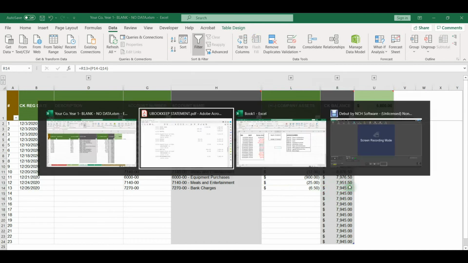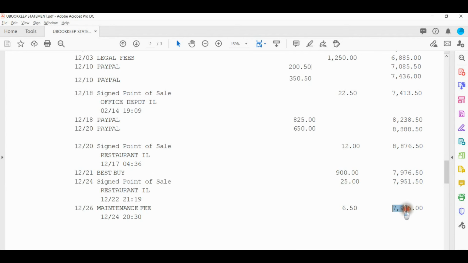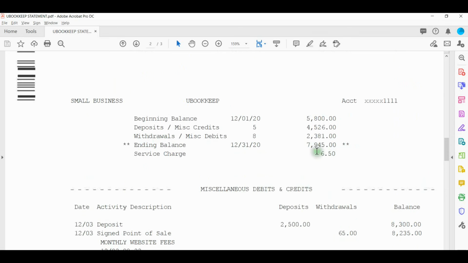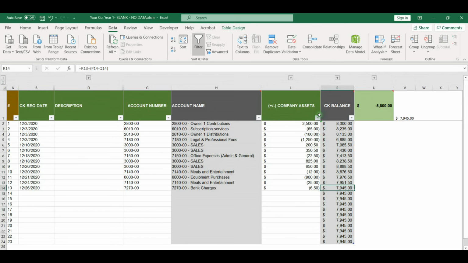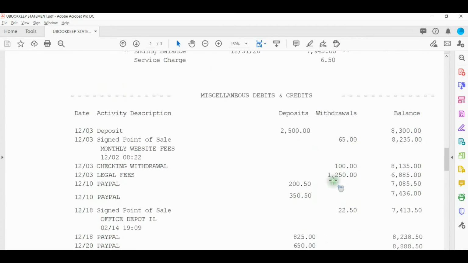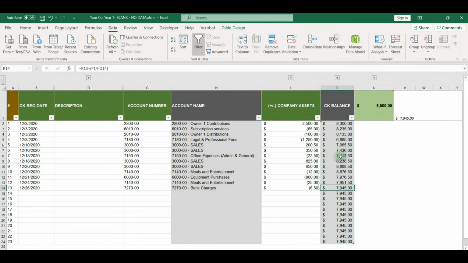$7,945. So I can see here that shows my ending balance of $7,945. If I go up here, I can see my ending balance $7,945, and include a service charge of $6.50. So I can see that's fine. I can see how many deposits I've had and how many withdrawals I've had, and you can look at that as well by filtering this and just looking for negative numbers, just looking for positive numbers. But that is just how easy it is to enter that information in.